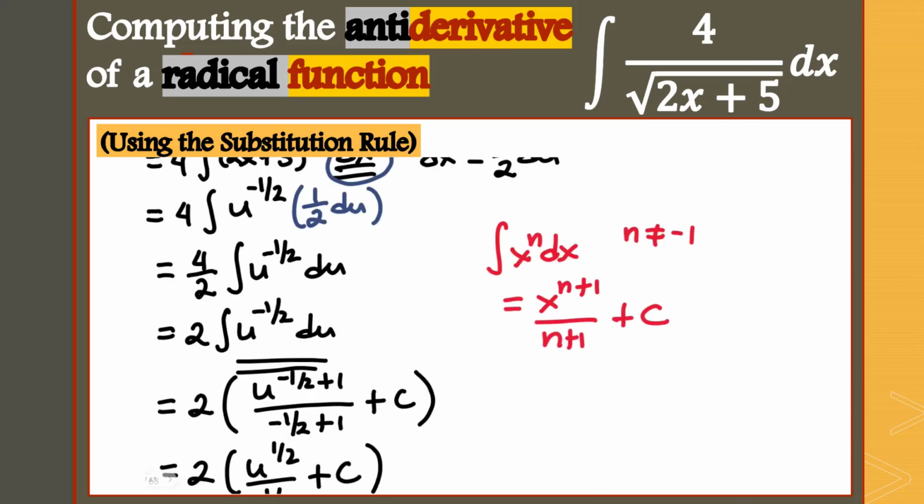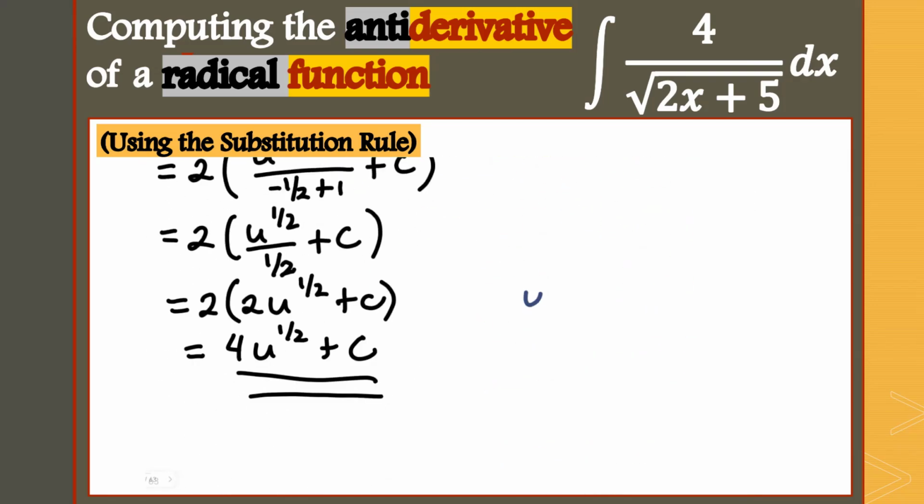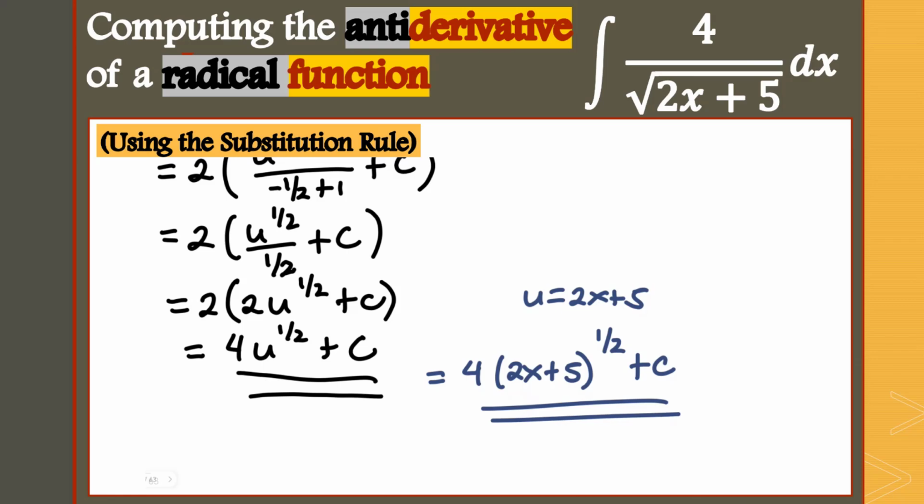But let's not forget that there is no u in the original given because u is 2x plus 5. So by using that, where u is 2x plus 5, our answer here will be equivalent to 4 times the binomial expression 2x plus 5 to the power of 1/2 plus c. This is the result using the substitution rule.